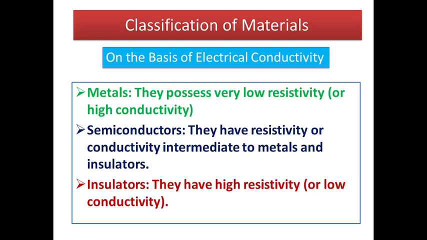Metals, one of the good examples is iron or copper, which are good carriers or conductors of electricity, and they have low resistivity. Semiconductors, good examples are germanium and silicon, which have resistivity or conductivity intermediate between metals and insulators. Insulators have high resistivity and low conductivity. They do not conduct electricity. Good examples are wood, glass, and like materials.